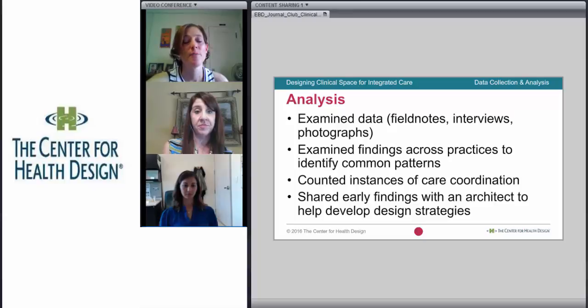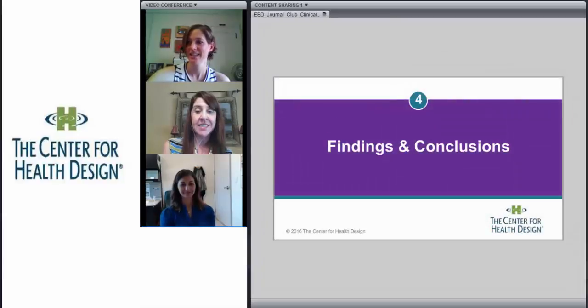And once we did that, we gathered all of our preliminary findings, and we shared that with Brianna Smeds, the architect. She provided us some additional insights into the design features we were observing. And she really helped us identify some design strategies that could be employed by practices who are maybe remodeling or building a new space to deliver integrated care. And I know we will be getting to those specific strategies here shortly.